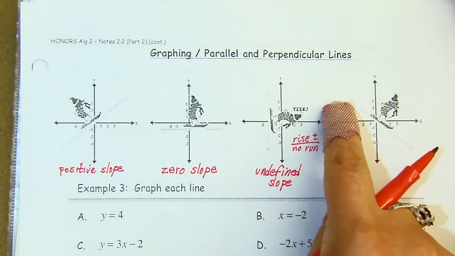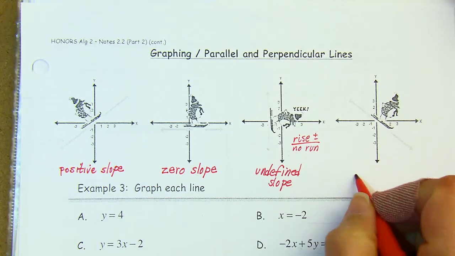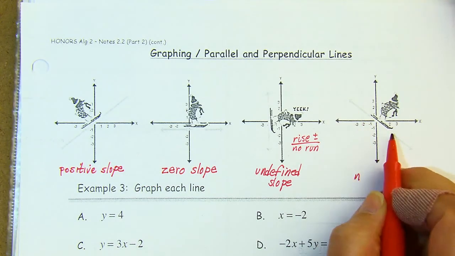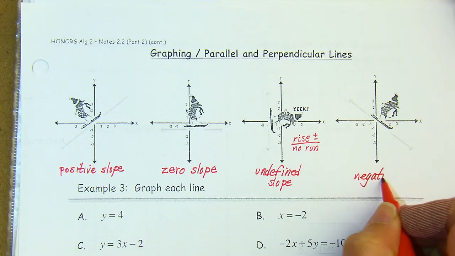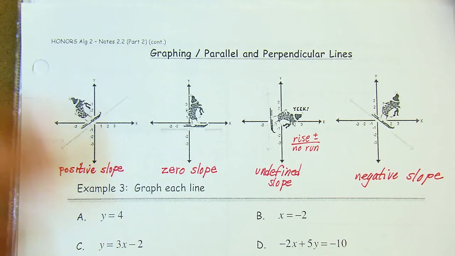And then here, if I read like in my book from left to right, this line is falling, and so we say this has a negative slope. The y values would be decreasing as the x values are increasing. So this should all be a review for you on slope.